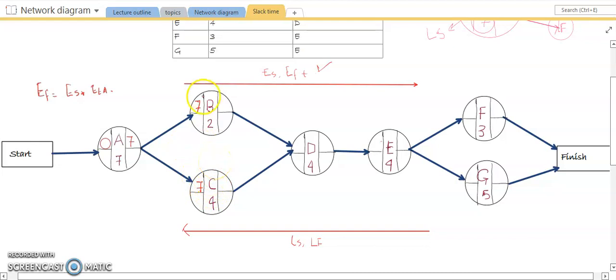Now B takes 2 days, so 7 plus 2 will become 9. And C activity will take 4 days, so 7 plus 4 will become 11.